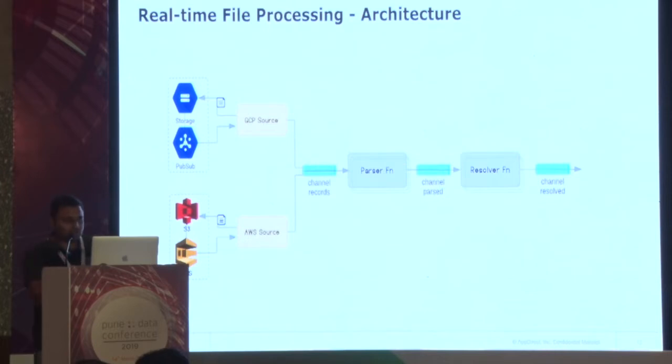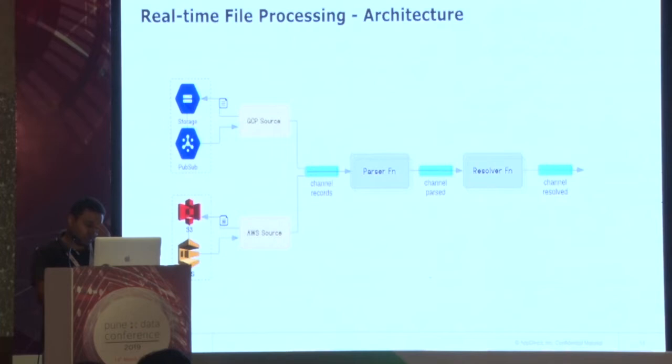The only thing in our system that is tied to the source is just one service, which is kind of an adapter to connect to these varied services. So you see a GCP source, AWS source, or remote file system source. Then we have Parser and Resolver. These are basically parts of the pipeline.